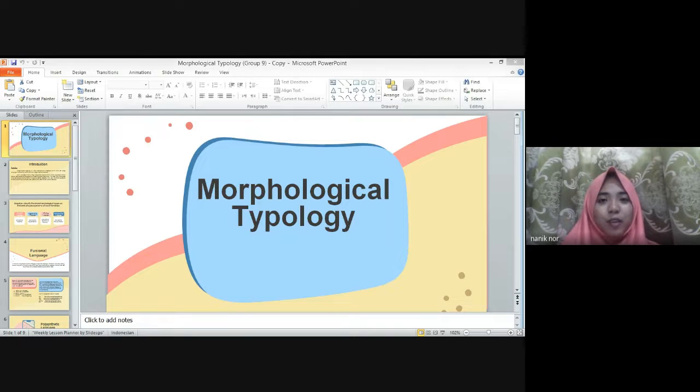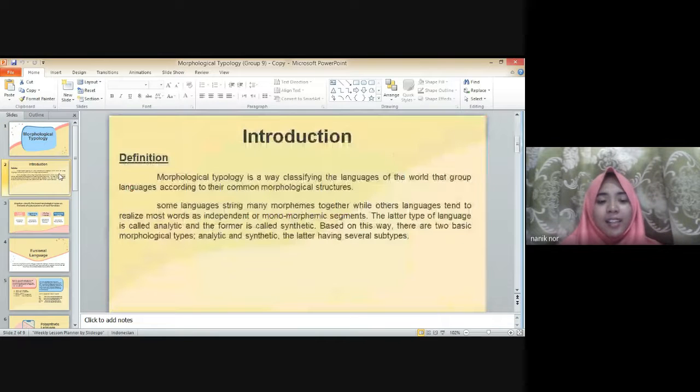I'm from State University of Malang, and now I would like to explain about some parts of morphological typology. Okay, let's go to the first slide. The definition of morphological typology is a way of classifying languages into groups according to their common morphological structures.